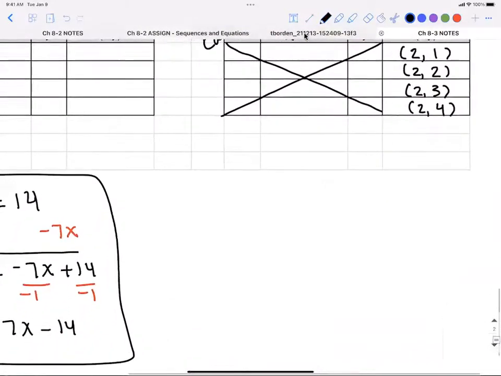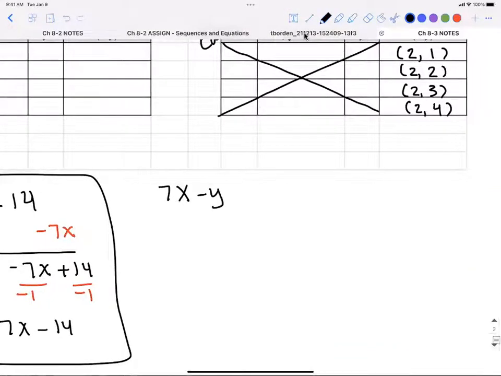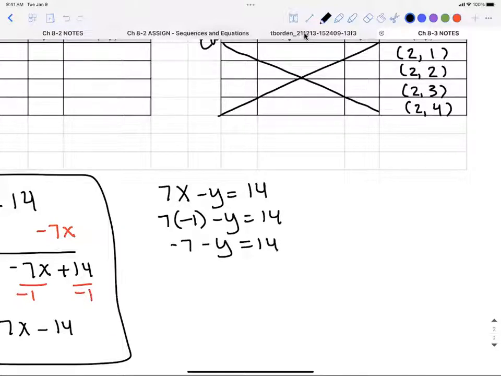If we have our original equation of 7x minus y equals 14, and I input a negative 1, to be able to work this out, I'm going to have 7 times negative 1 is negative 7 minus y equals 14. I'm going to have to add 7 to both sides to move it over. That's going to give me negative y equals 21. Then I'm going to have to divide by a negative 1.